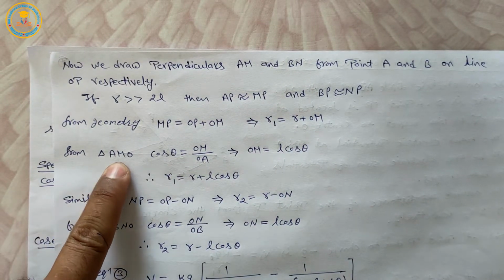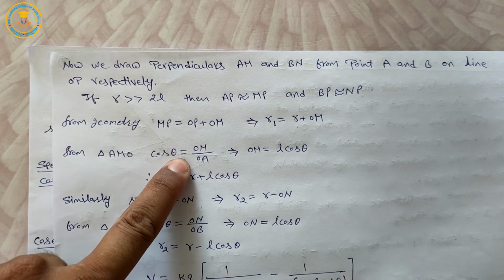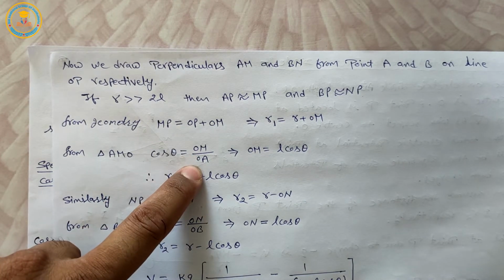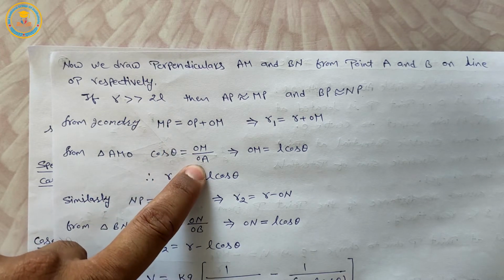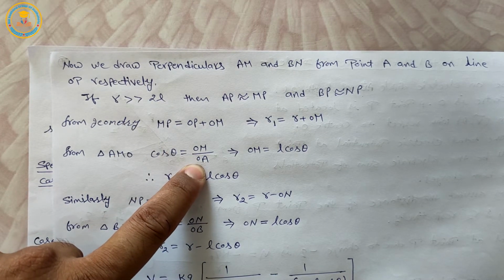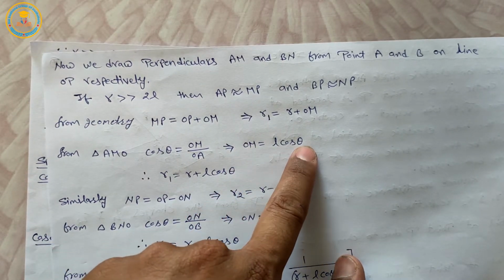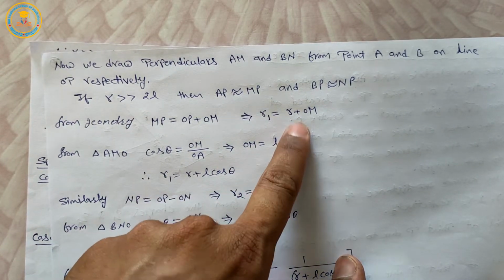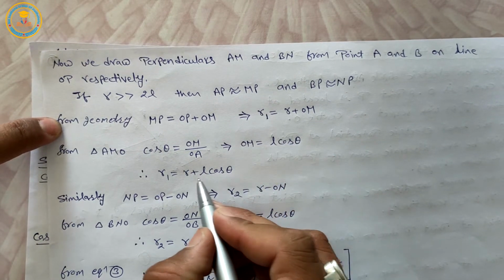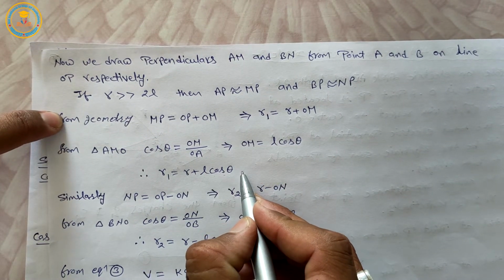From triangle AMO, cos θ equals base upon hypotenuse, base OM, hypotenuse OA, and the value of OA is equal to L. So OM is equal to L cos θ. So R1 is equal to R plus L cos θ.